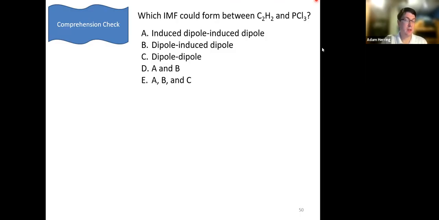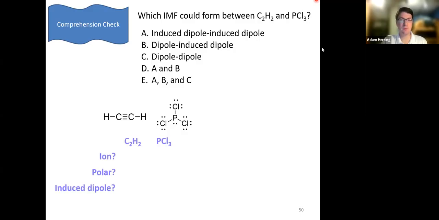Welcome back. So how do we know which intermolecular forces are present? You have to know, is a molecule polar? Is it nonpolar? Do we have hydrogen bonding? Do we have ions involved? So C2H2 looks like this. PCl3 looks like this. So let's evaluate.